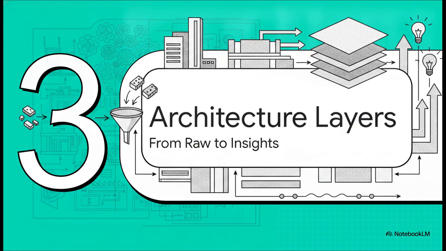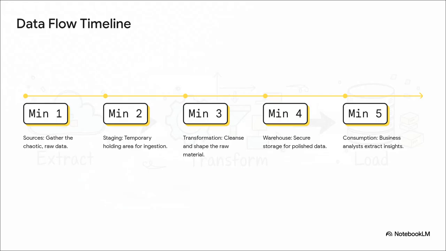Section 3. Inside the architecture layers. Let's zoom out a bit and look at the actual blueprint of the factory. If you follow the hero's journey of a single data point on this timeline, it begins at point 1, the chaotic, unorganized sources. From there, it moves into point 2, a staging area. Kind of think of this as the loading dock, where everything is just gathered temporarily. Then, at point 3, the crucial transformation occurs, cleaning and shaping all that raw material.